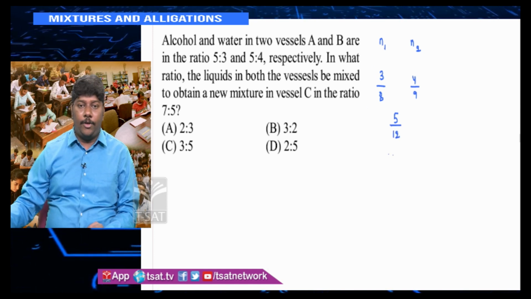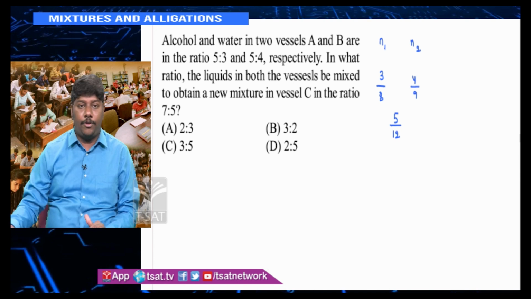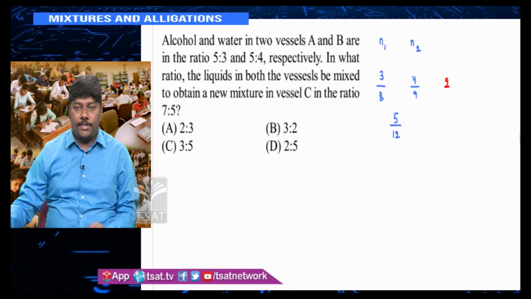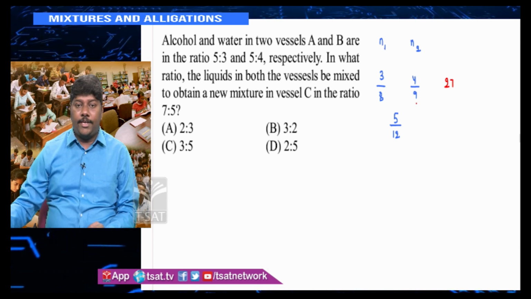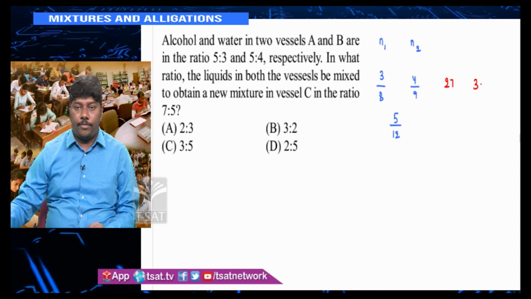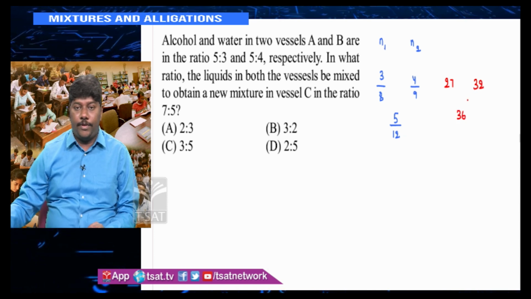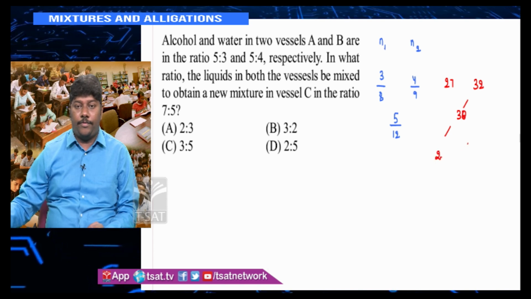I can just multiply it with the LCM of 8, 9, 12, that is 72. Multiply it with 72, what are you going to get? 72 means 8 9s are, so 3 9s are 27, 9 8s are 32, 12 6s are 30. The difference is 2 here, difference is 3.